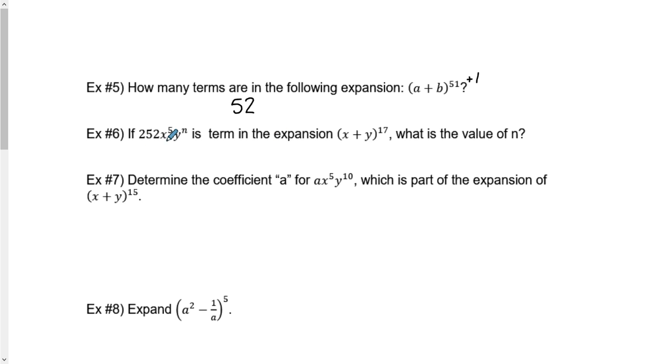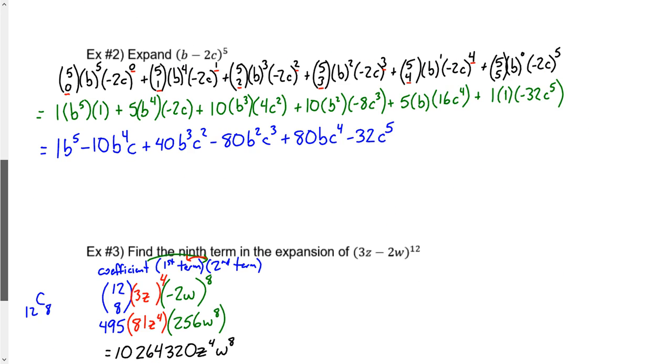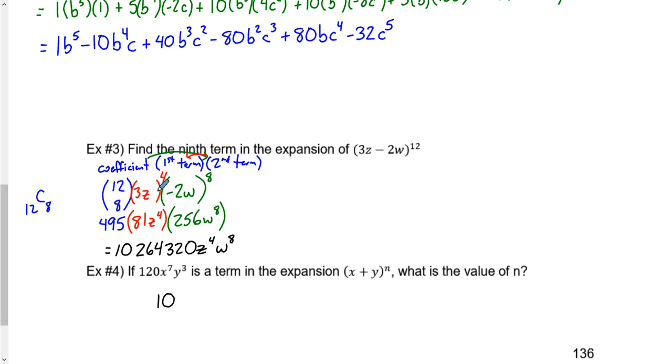If 252 x to the power of 5, y to the power of n is a term in the expansion of x plus y to the power of 17, what's the value then? 17 subtract 5 is 12. So some of these questions are really quick. Even this one, I don't even need this much space, because we had seen that pattern in this previous question.